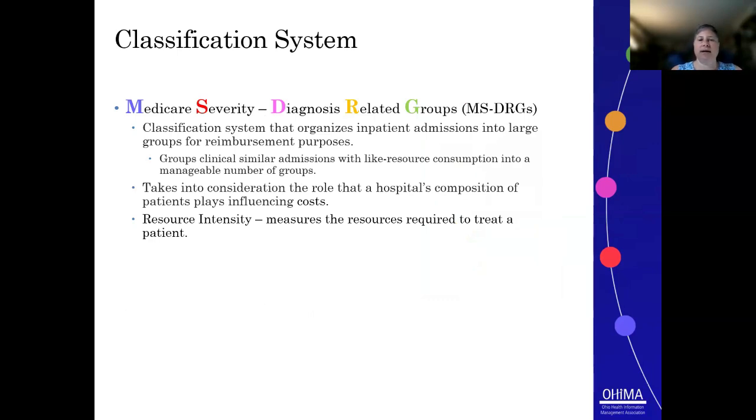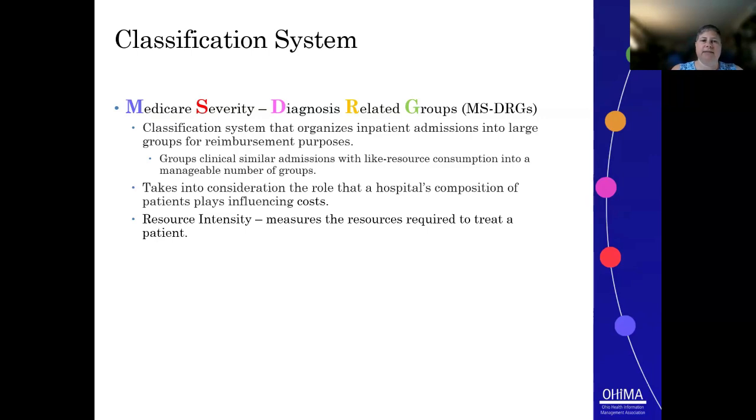So this system organizes inpatient admissions into large groups for reimbursement purposes. The groups contain admissions that are clinically similar with like resource consumption into a manageable number of groups. And this facilitates analysis of inpatient admissions, reimbursement of inpatient admissions, and also research in this area.